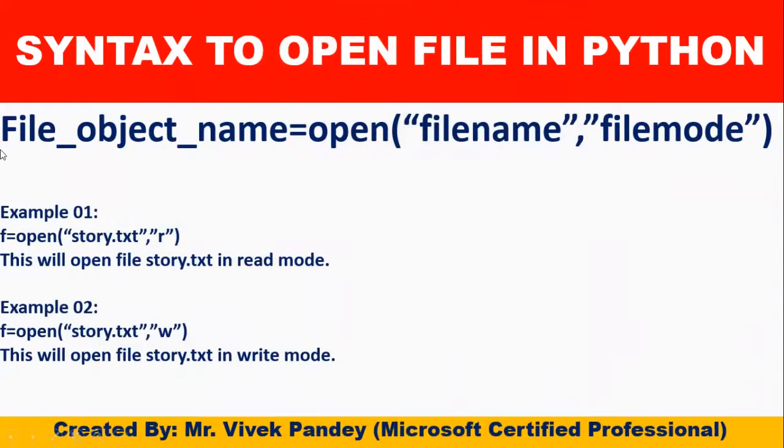Syntax to open a file in Python: file object name equal to open, file name, file mode. This is the syntax to open a file in Python. Here we are using the open function to open the file. See, in example 1, we are opening the file story.txt in read mode, and in example 2, opening the file story.txt in write mode, where r and w stand for file mode. r stands for read mode and w stands for write mode. By default, a file is opened in read mode.